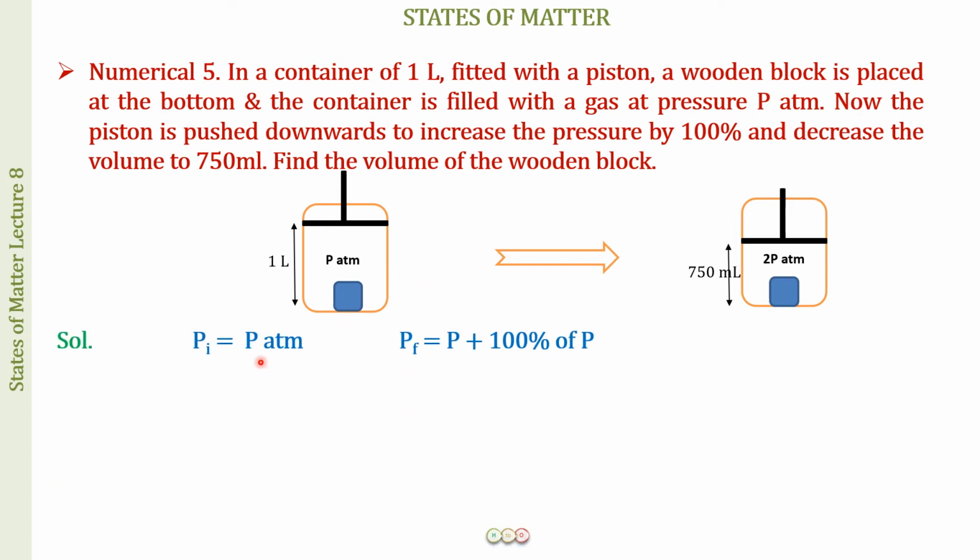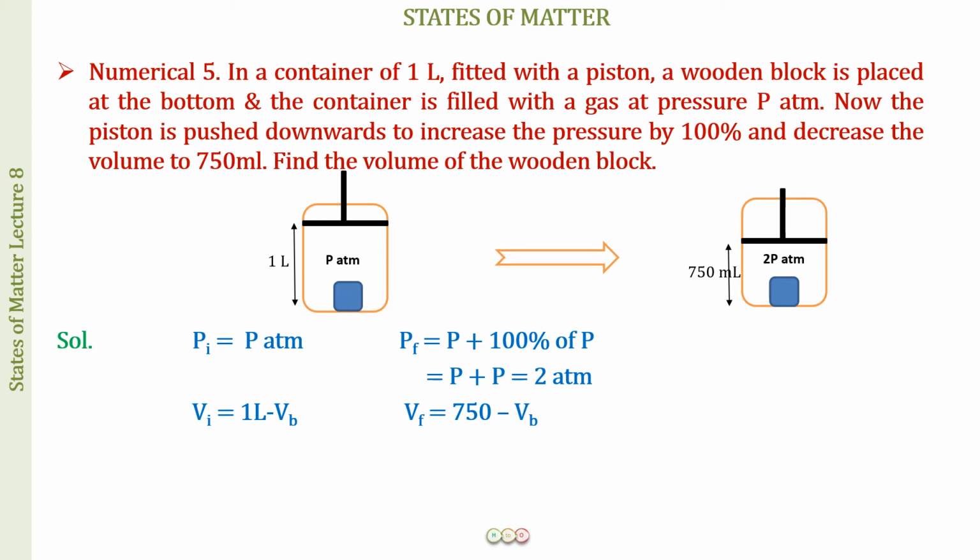So initial pressure was P atmosphere. The final is going to be P plus 100% of P. So this is going to be P plus P, that is 2P atmosphere. Right? Now the volume of the gas is what you have to understand. The volume of the gas, this is 1 liter. No, this is not 1 liter. The volume of the gas initially is going to be 1 liter minus the volume of the block, and the final volume is going to be 750 ml minus the volume of the block, because the gas is going to occupy only that much space that is given to the gas, right?